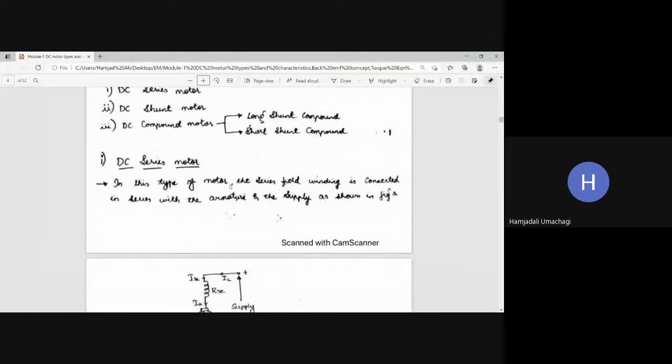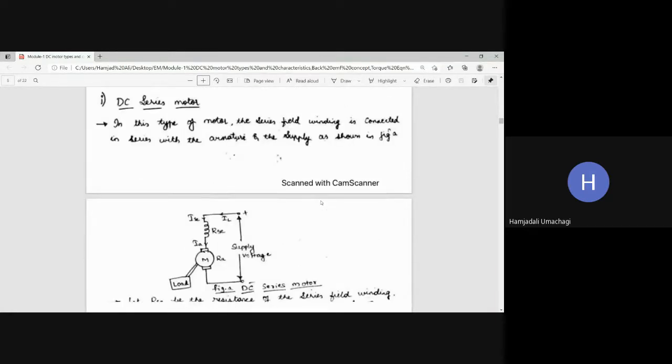In this type of motor, the series field winding is connected in series with the armature winding, and the supply is as shown in figure A. So as the name tells us, this is a DC series motor. DC series motor means what? The field winding of the DC motor is connected in series with the armature winding.